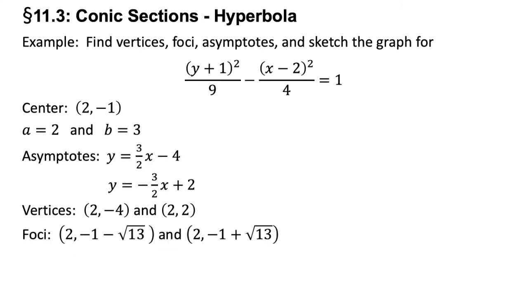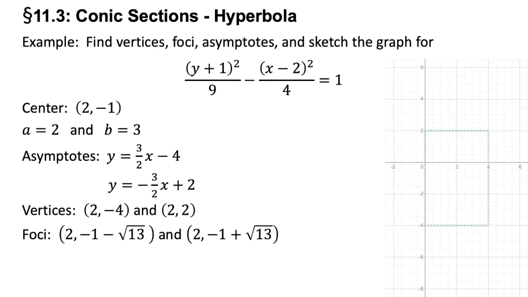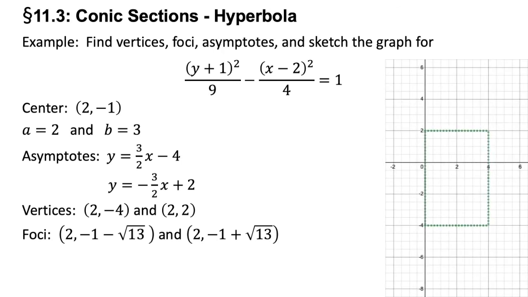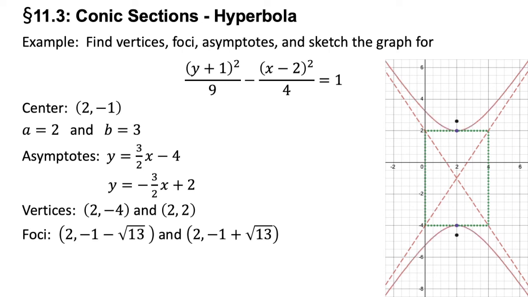Using the center, a and b, we draw a dotted rectangle centered at (2, negative 1), a units to the left and right, and b units up and down. Then we draw the dashed asymptotes and plot vertices and foci. Note that hyperbolas always open towards foci.